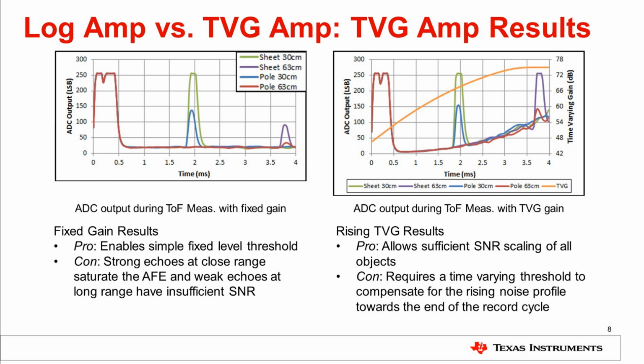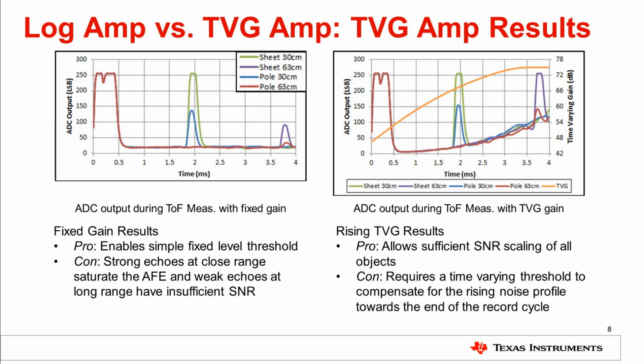To compensate for these small peak amplitudes at long distance, TVG is applied to increase the gain from 46.5 to 74.5 dB over time as shown in the figure, enabling the ability to apply a threshold level at 63 centimeters for the pole. But the rising TVG profile creates a rising noise profile, causing a need for a time-varying threshold. Both time-varying gain and time-varying threshold require application-dependent manual calibration and thus additional processing. This is a big disadvantage compared to the log amp-based solution.